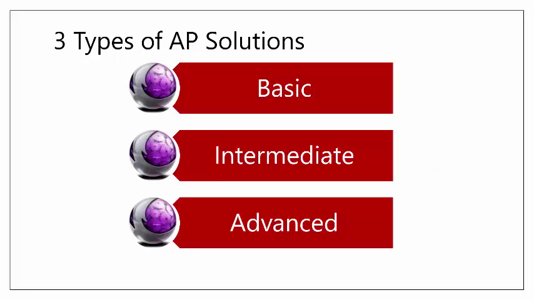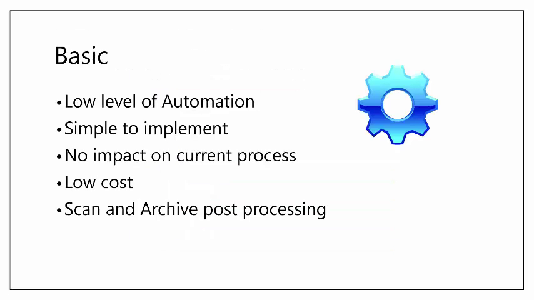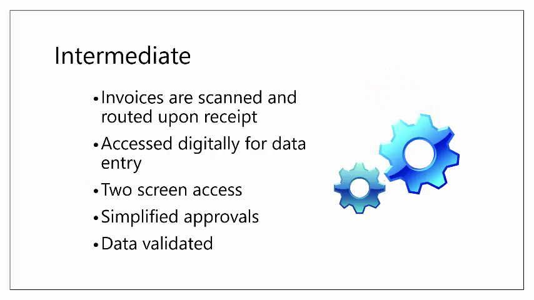So what are the solutions out there? We look at automation in 3 basic levels. So basic, intermediate, and advanced. The basic solution involves great automation. Typically, how we set this up is that your invoices are still processed in the same way you do today. However, at the end of the process, they are scanned, archived, so now you have a digital copy in a searchable content repository. Within seconds, you could bring up and reference what you need. This is the lowest cost solution and provides you some of the greatest benefits.